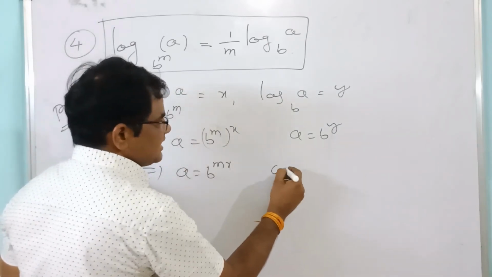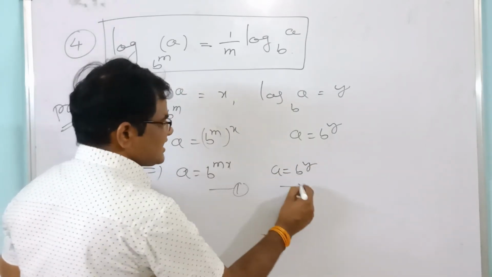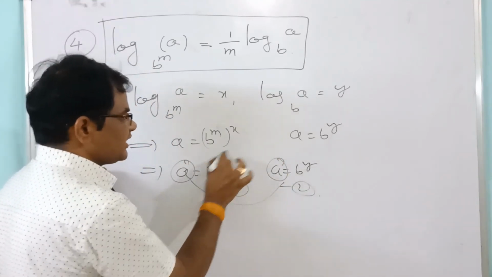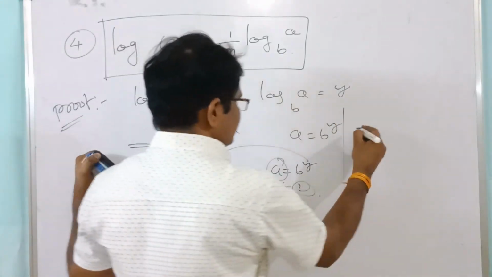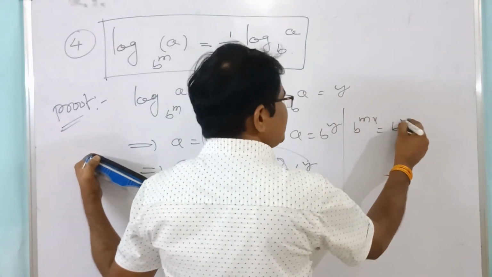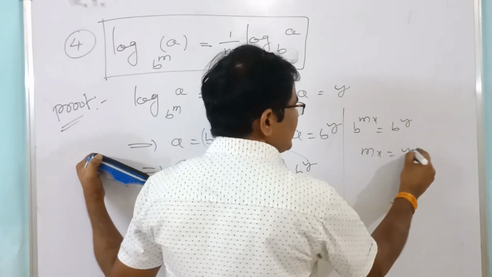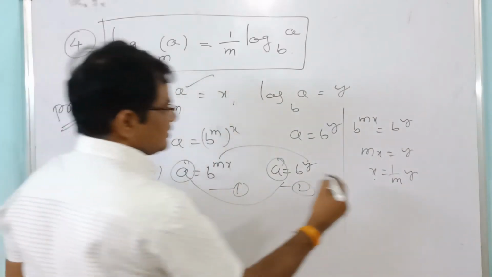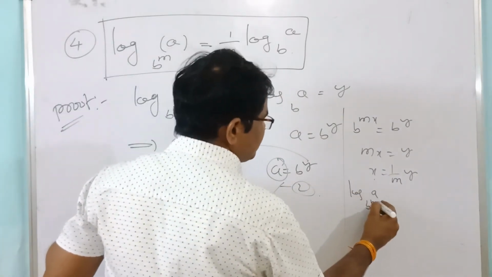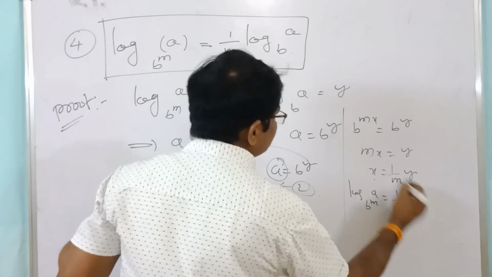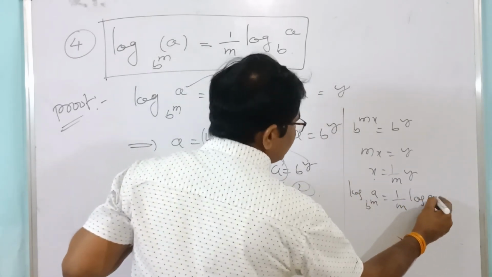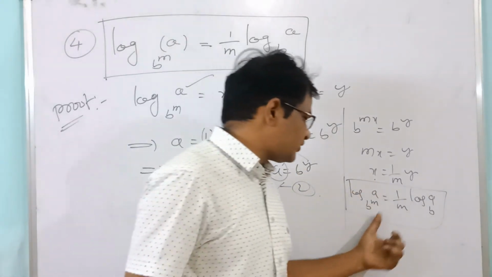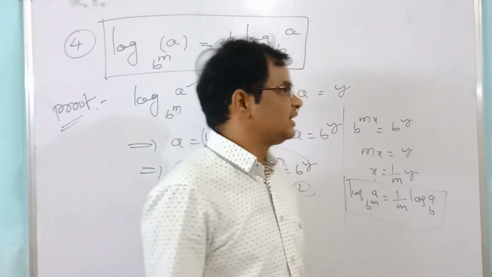Now this has A equal to B power y. Take 1, this has 2. Here also A, this is also A. From 1 and 2 you can equate these two. Now B power mx equal to B power y. So mx equal to y. X equal to 1 by m into y. X is log A to the base B power m, and 1 by m into y is log A to the base B. Log A to the base B power m equal to 1 by m log A to the base B. Like this we will prove.